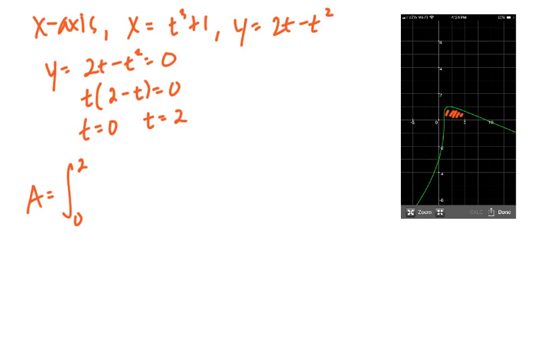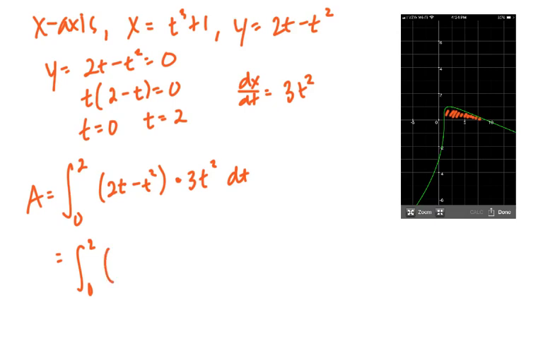Now the area under the curve is this area right in here. And you can see that when t is 0, x is 1, and when t is 2, x is 9. So that looks about right to us. And then we're going to put in our y, which is 2t minus t squared, and then we need to find dx over dt, which is 3t squared. So we're going to say times 3t squared dt. So let's distribute that, 0 to 2.